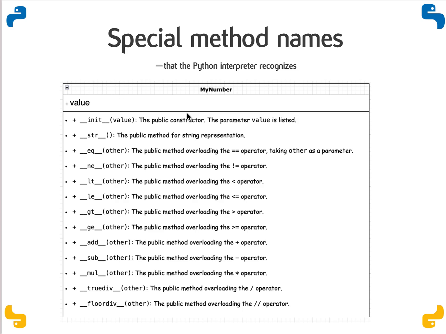This topic is about special method names in Python. These are also called the dunder methods because they start and end with double underscores. The Python interpreter has special recognition for all these names. It means when you use certain operators or built-in functions with your object, Python will automatically look for and call the corresponding special method in your class.